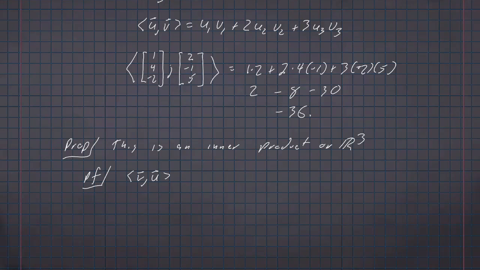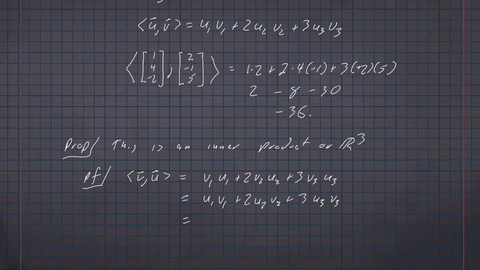We want to look at the inner product of v with u, which is going to be v1 u1 plus 2 v2 u2 plus 3 v3 u3. And then using the commutative property of real numbers, since these are all real numbers, this is the same thing as u1 v1 plus 2 u2 v2 plus 3 u3 v3. And that is definitely what we get when we take the inner product of u with v.